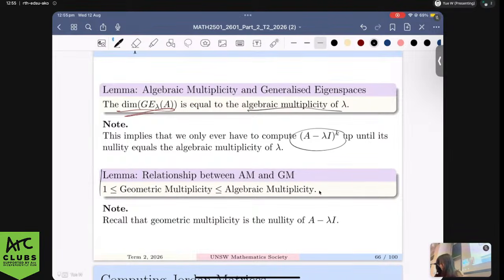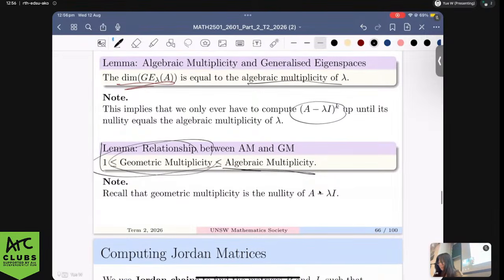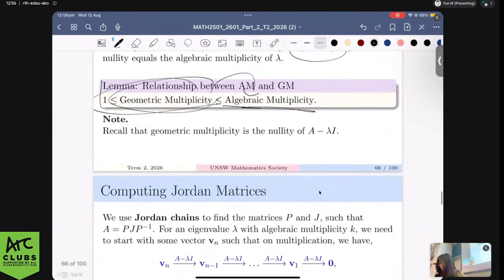Okay, and this is just a nice little relationship between AM and GM. Obviously your geometric multiplicity has to be greater than or equal to 1, and the reason for that is because your eigenvector can never be equal to 0. We also know that our algebraic multiplicity has to be greater than or equal to our geometric multiplicity. So in an exam, if for some reason this is larger than this, then you have obviously stuffed up somewhere. And this is just a fun fact: the GM is just the nullity of A minus lambda I. Pretty self-explanatory.